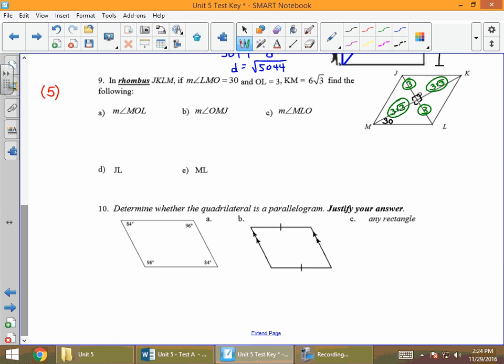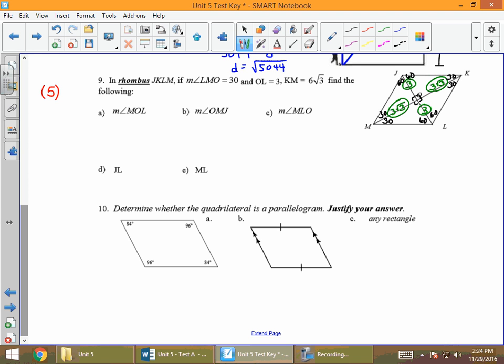And also because it's a rhombus, the diagonals bisect the angles. So if that's 30, that's 30, that's 30, and that's 30. And then I have triangles that are 30, 90, and I have to find the missing one, which means that these are all 60. So I have a whole bunch of 30, 60, 90 triangles. Okay. Now let's see what they want.